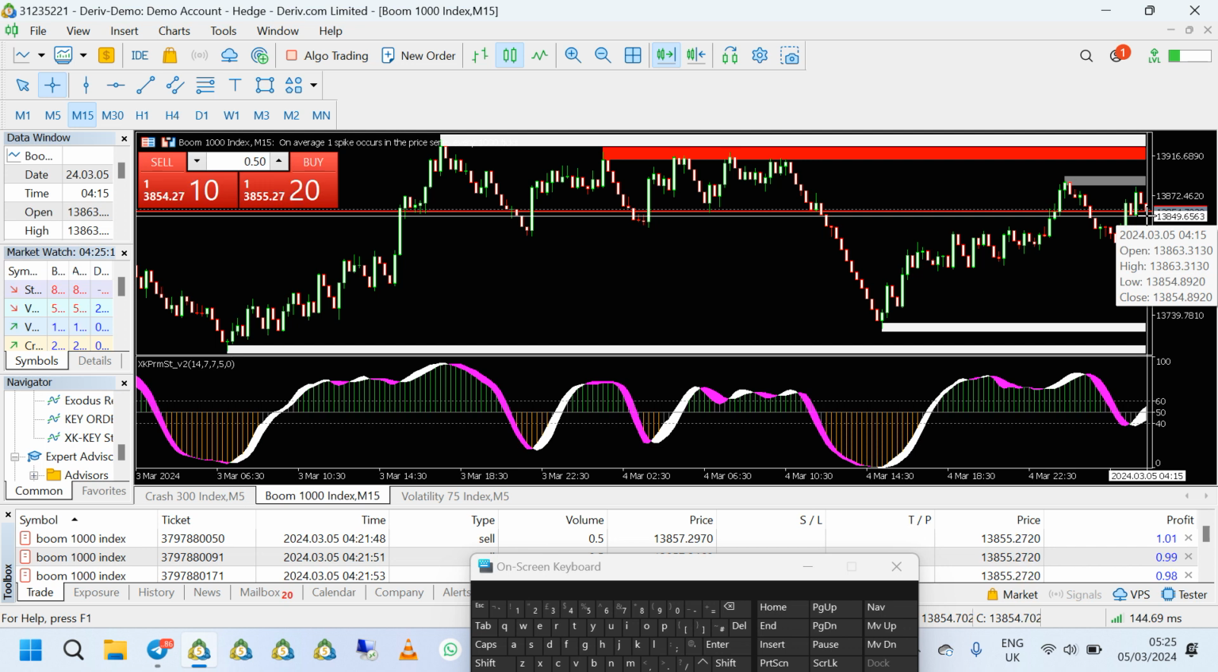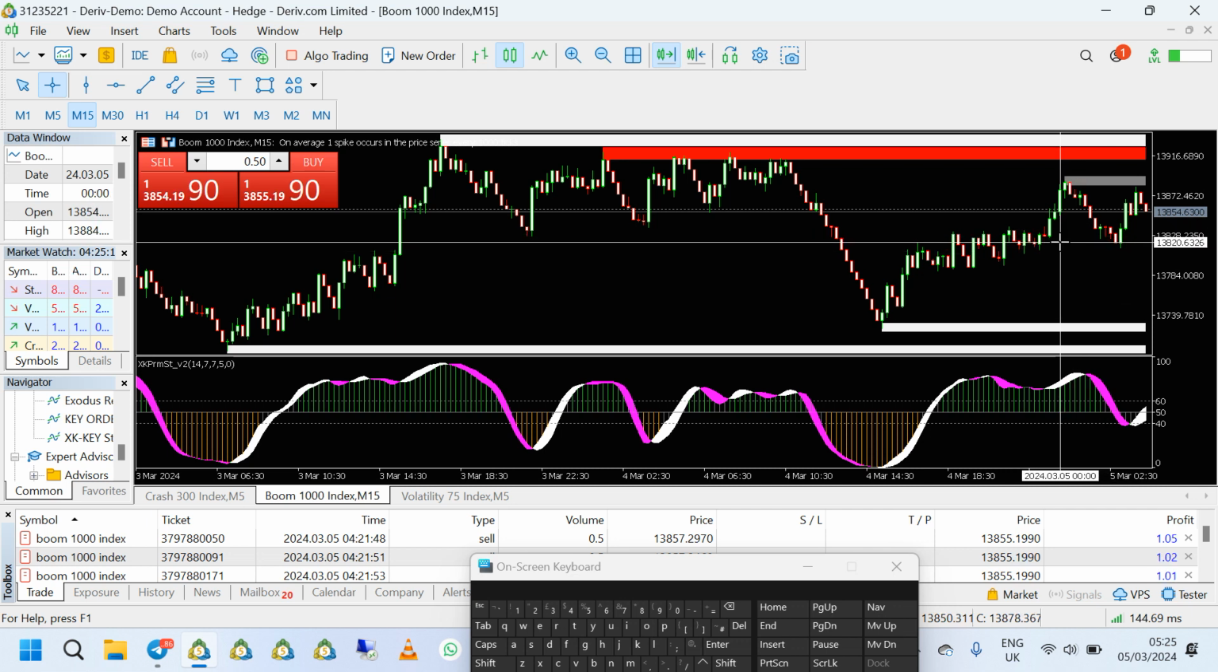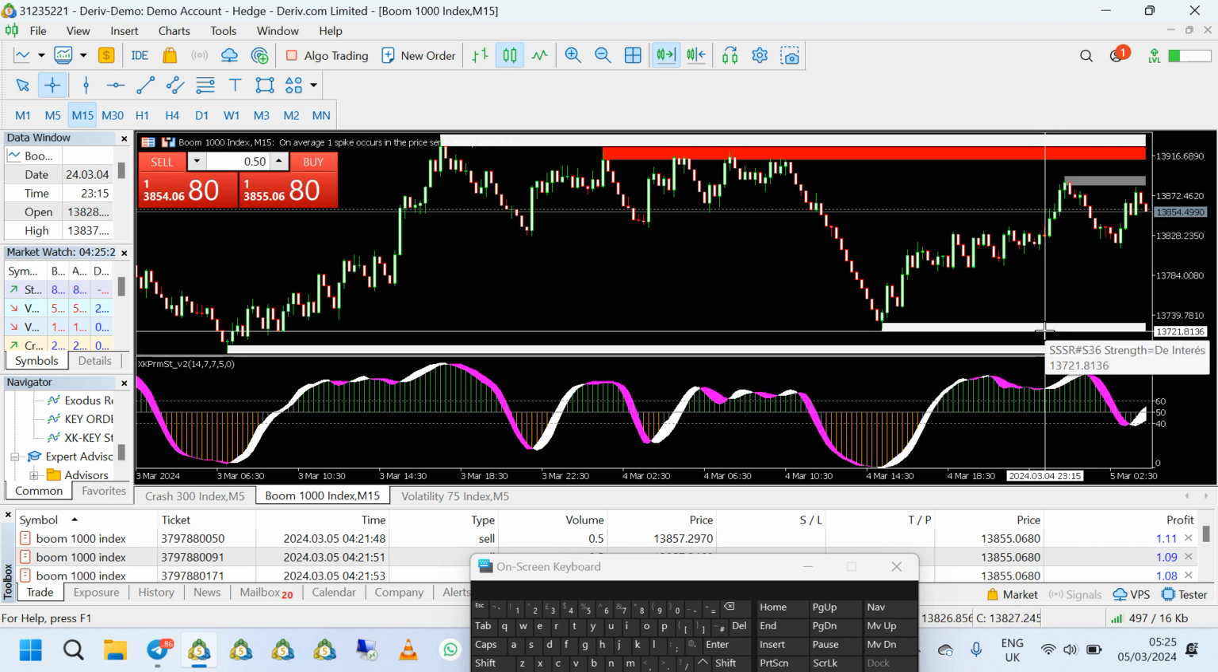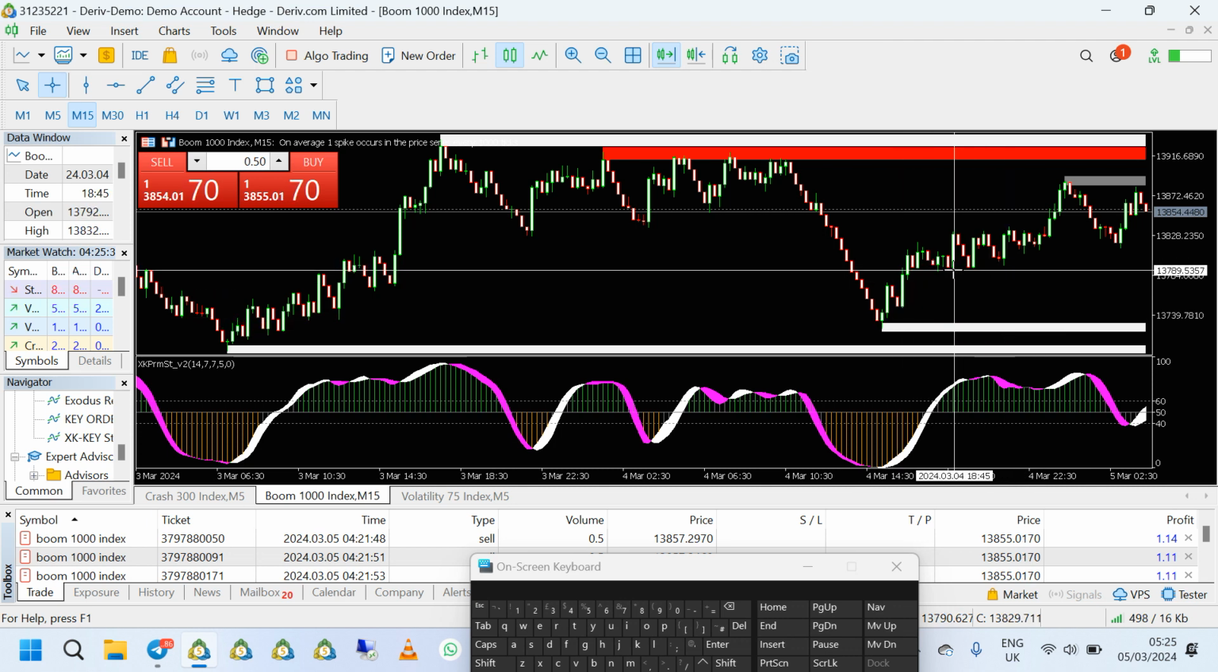If the market keeps dropping all the way to 13818 or 13820, which I believe it will, your first take profit level will be that, and the second take profit level will also be this place where the market pulled up from.